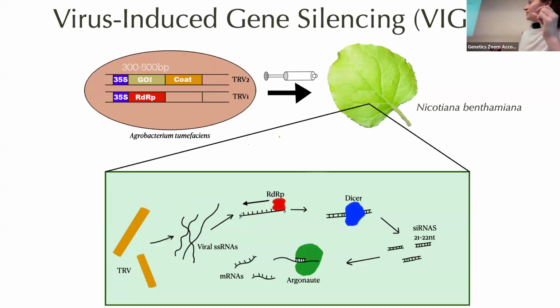And what this does: we have our TRV, it enters the plant. The viral single-stranded RNAs are transcribed by the RNA-dependent RNA polymerase. Dicer finds them, it cuts them into silencing RNAs, and then when the plant makes its endogenous transcripts, those also get silenced because the plant is like, oh no, this is viral RNA. But it's actually not, because we're sneaky and we put plant RNA in there. And now the plant thinks that that's a virus too, and it gets silenced. So that's another way to see what happens when we silence Raptor.